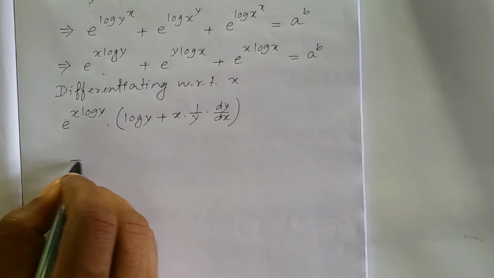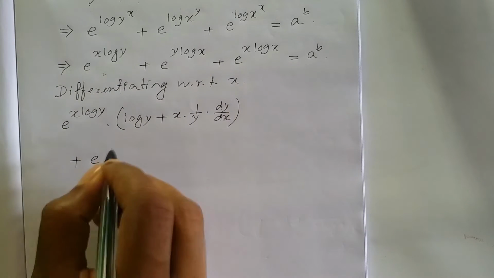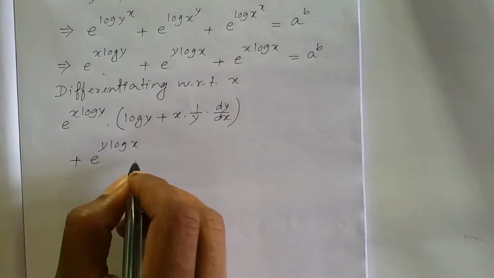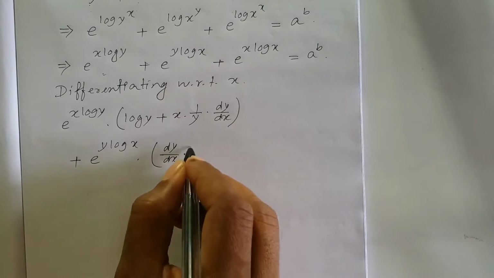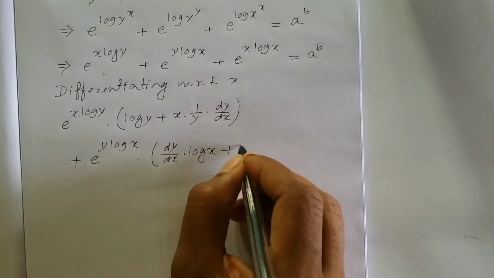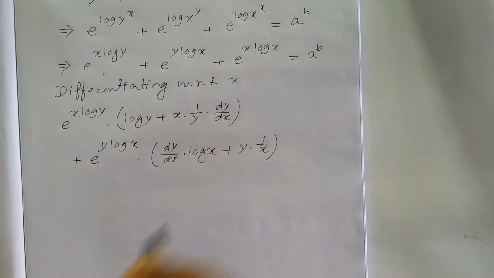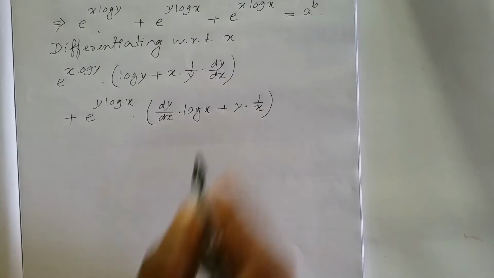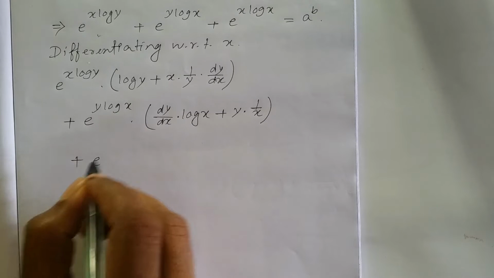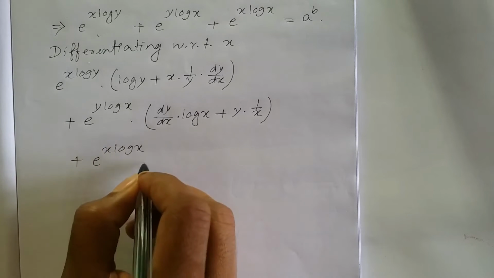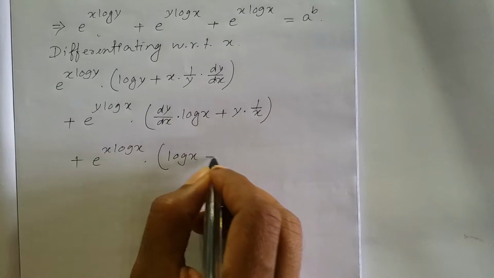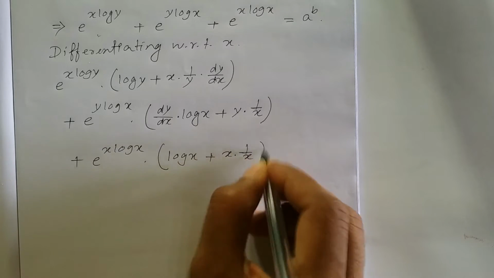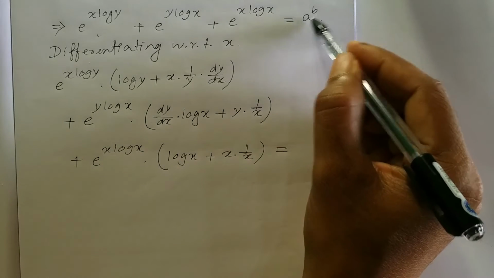Then for the second one, plus again e to the power function remains the same, e to the power y log of x, into the differentiation of the power: y derivative is dy dx into log x remaining the same, plus y into log x derivative, which is 1 by x. This is for the second one. Come to the last one, then again plus e to the power function remains the same, e to the power x log of x, into the derivative of the power: x is 1, so it is only log x plus x into 1 by x. And on the right hand side, this is a constant number, so the derivative will be 0.